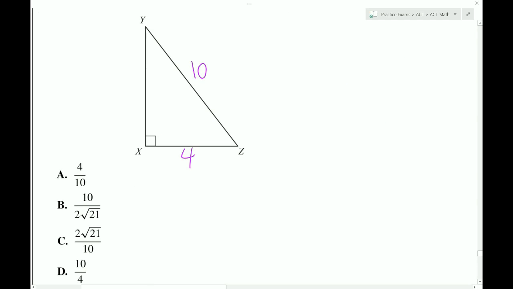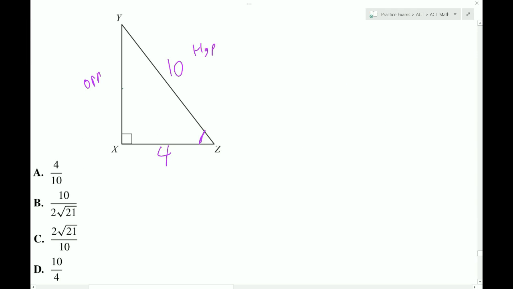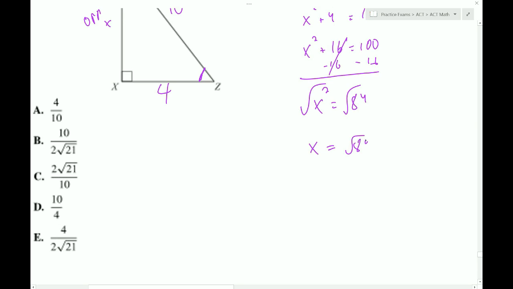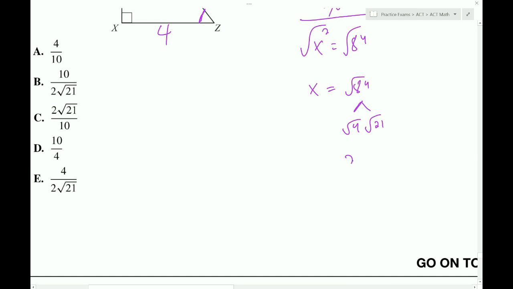Okay, the right triangle below, YZ is 10 units and XZ is 4 units. What is the sine of Z? So sine is opposite over hypotenuse. We don't know the opposite side, so we have to use the Pythagorean Theorem. So let's call it X. So we'll do X squared plus 4 squared equals 10 squared. So X squared plus 16 equals 100. Subtract 16. We get X squared equals 84. Then square root both sides. So we get X equals rad 84, which can be simplified into 4 and 21. So 2 rad 21.